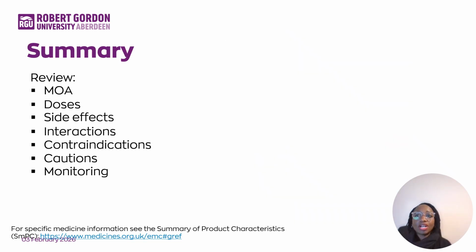Okay, so I'd want to now summarize the pharmacotherapy for type 2 diabetes. So we'll be going through the mode of action, the doses, the side effects, the interactions, the contraindications, cautions, and potentially the monitoring required for each of the agents. And all these can be found in the specific product's summary of product characteristics.